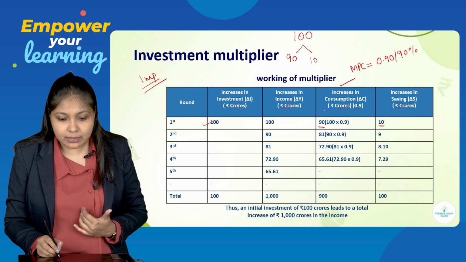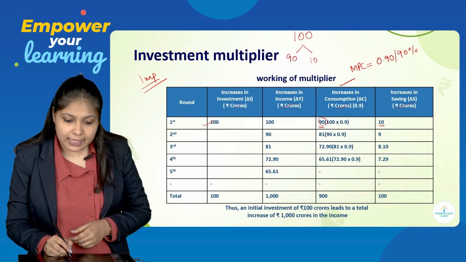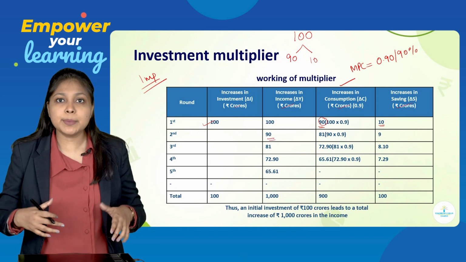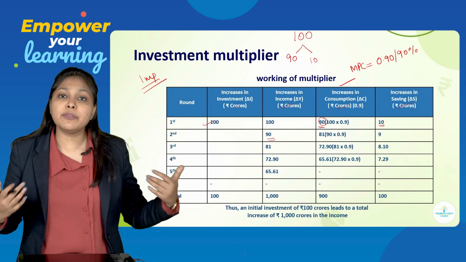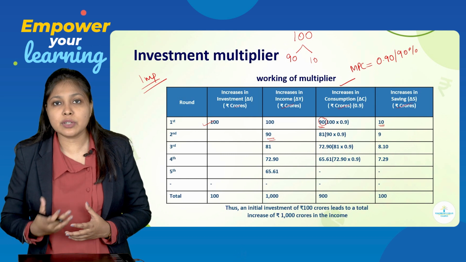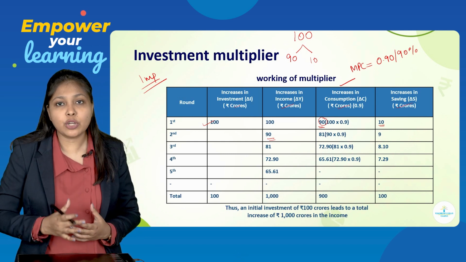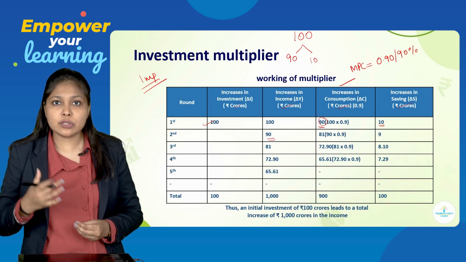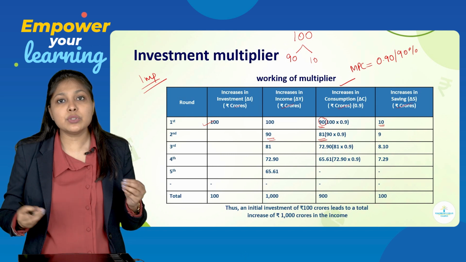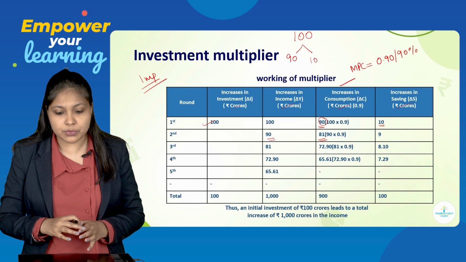Now in the second round, how much income will be generated? 90 will be generated because 90 has been consumed. Now those people will be spending again, doing different kinds of expenses. That is why in the second round, the income generation in the economy will be 90 crores. Again, 90% of 90 crores is how much? 81. So 81 will be used for consumption and the remaining will go for savings, that is 9 crores.